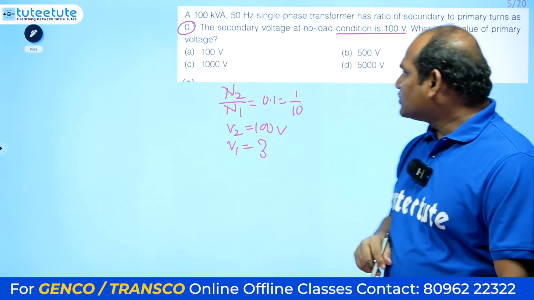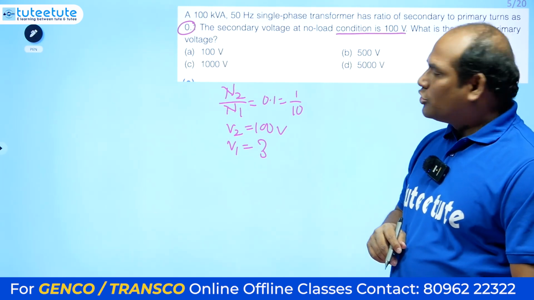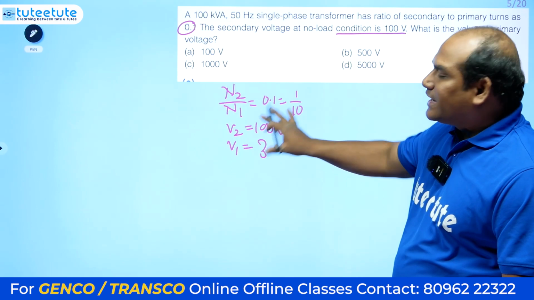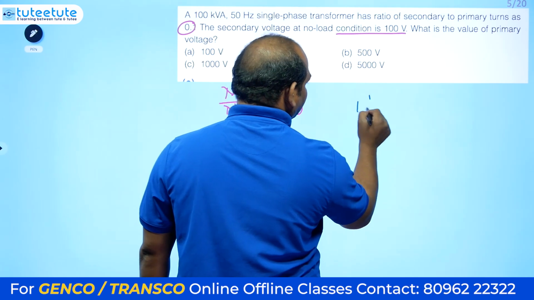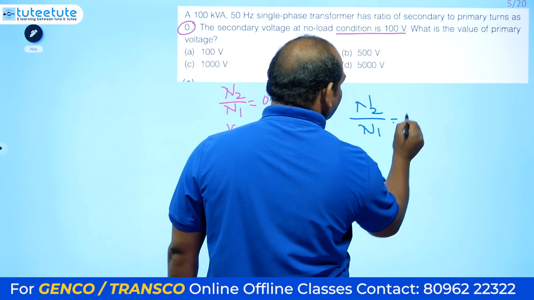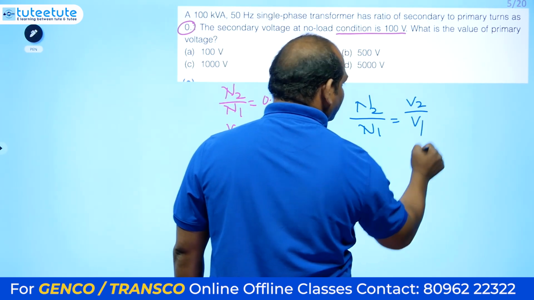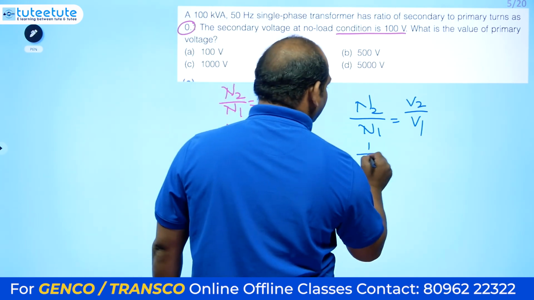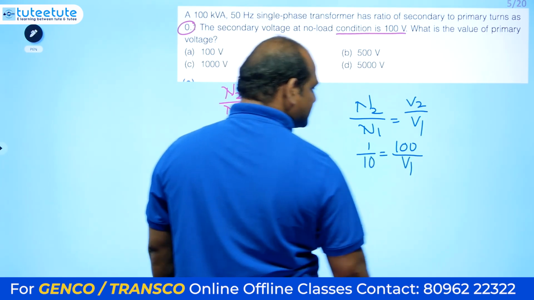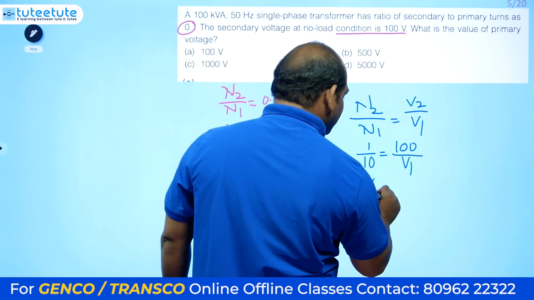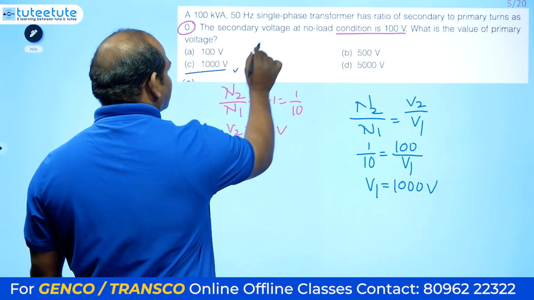They have given the turns ratio, that is N2 by N1, and they have given the secondary voltage, we have to calculate the primary voltage. So there is a relation between the turns ratio and the ratio of the secondary voltage and primary voltage, that is N2 by N1 is equal to V2 by V1. So N2 by N1 is 1 by 10, that is equal to V2 which is 100 by V1. By cross multiplying we will get V1 is equal to 1000 volts. So option C is the correct option.